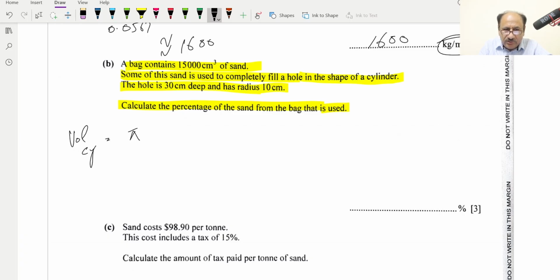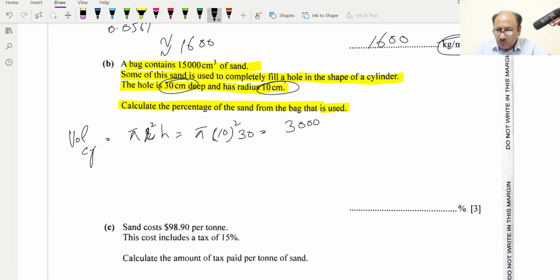Pi r squared into h, and this will be equal to pi, and radius is what? Radius is 10. So 10 squared, pi r squared into h. Height is 30. So this will be 30, and this will be equal to 3000 pi. And this will be divided by, so percentage, so divided by 15000 into 100, and this will give us the percentage.